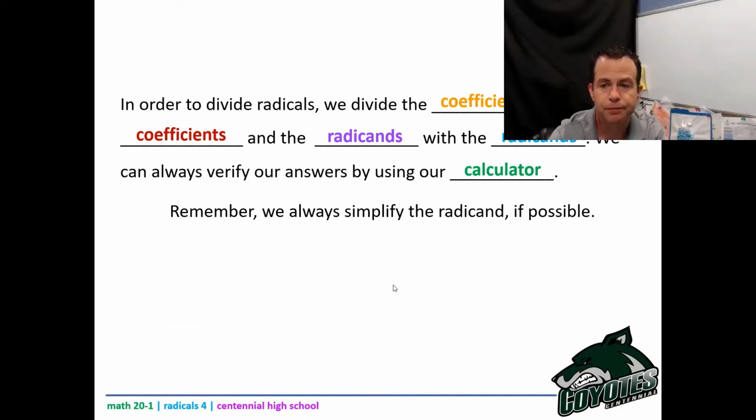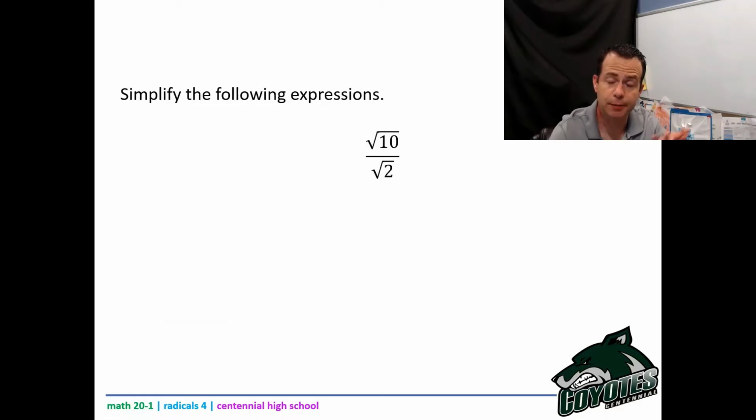Okay, simplify the following expressions. Root 10 over root 2, they're both under roots. I just go 10 divided by 2, which is 5, so my answer is root 5. If I needed to check that in my calculator, I'd go root 10, divide by root 2 and look at that decimal, and then I'd go root 5 and I should be looking at the exact same decimal. That's how I check with my calculator.